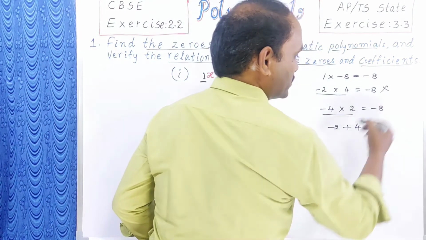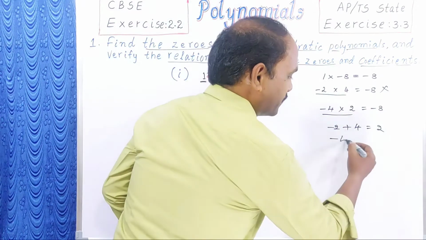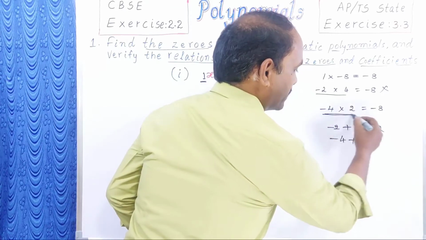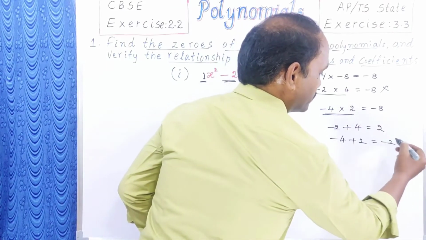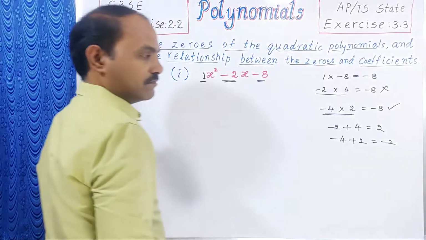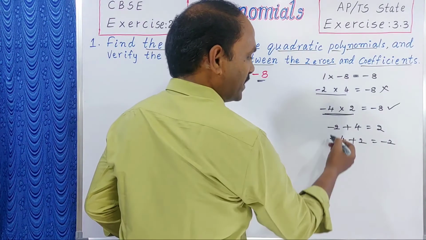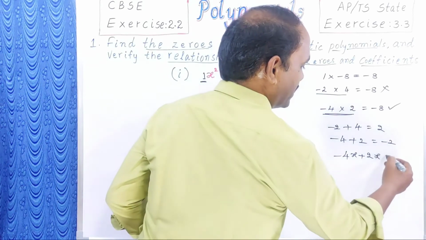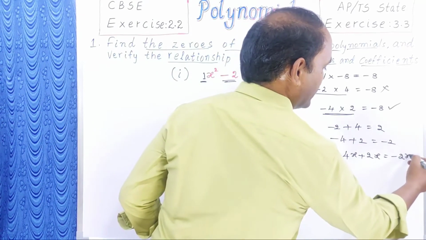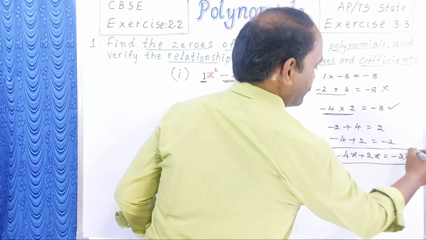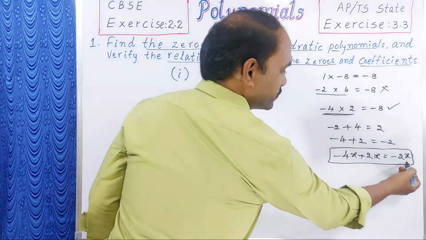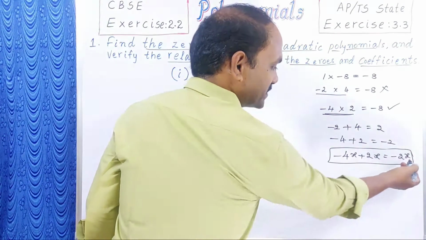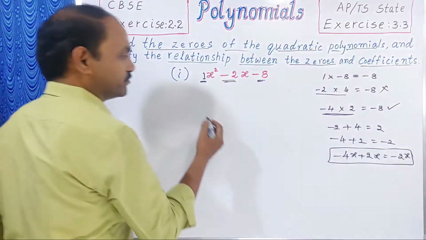So this pair is not suitable. Next, minus 4 plus 2, this pair gives minus 2. So this pair is suitable. That's why we take this one, minus 4x plus 2x. Then we got minus 2x. We use minus 4x plus 2x in place of minus 2x.